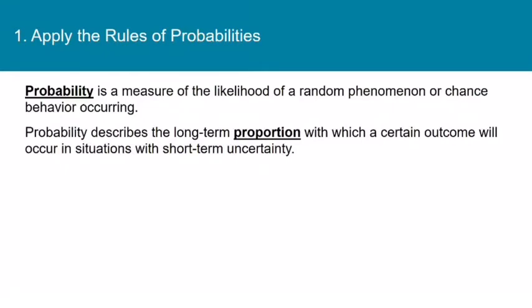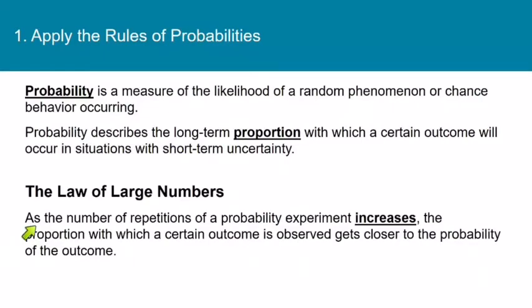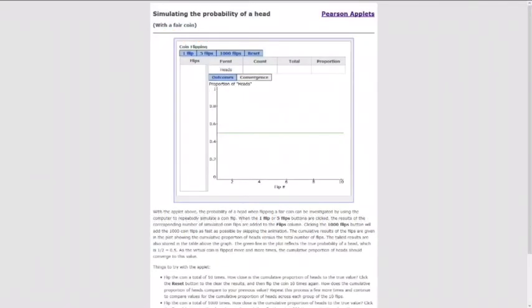That brings us to the law of large numbers, which says as the number of repetitions of a probability experiment increases, the proportion with which a certain outcome is observed gets closer to the probability of the outcome. While we're talking about the law of large numbers, I thought it would be helpful to see a demonstration of the law of large numbers. So what we're going to do is some simulated coin flips.